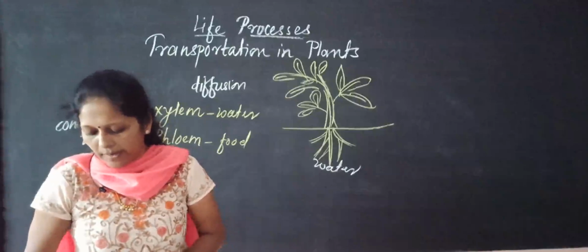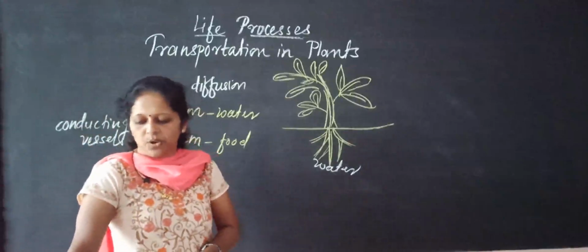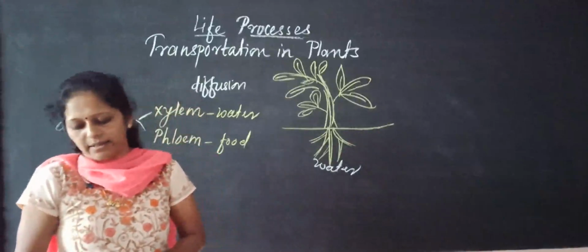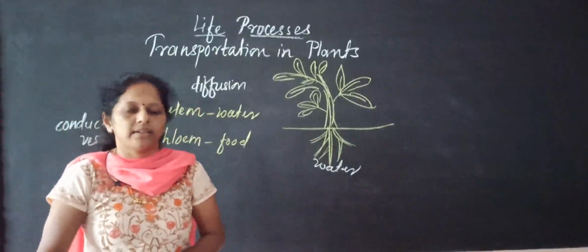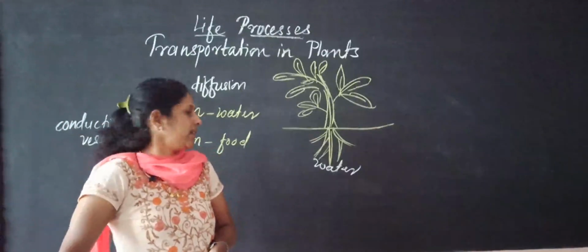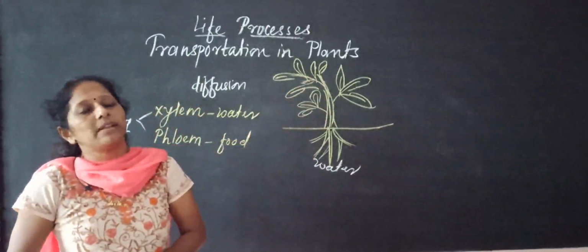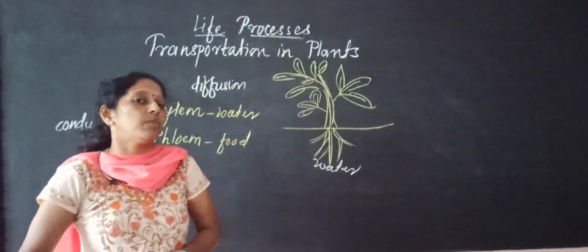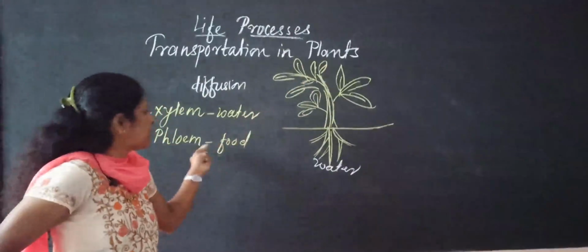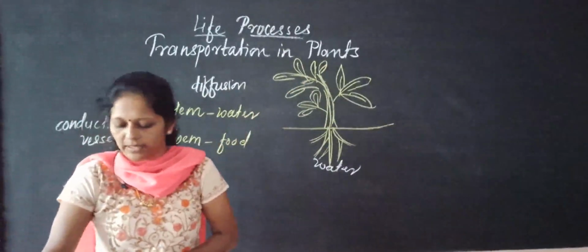The phloem transports the products of photosynthesis from the leaves, where they are synthesized, to other parts of the plant. So the food is prepared with the help of chlorophyll in the leaves, in the green part of the plant, and that will be transported with the help of the phloem conducting tissue.